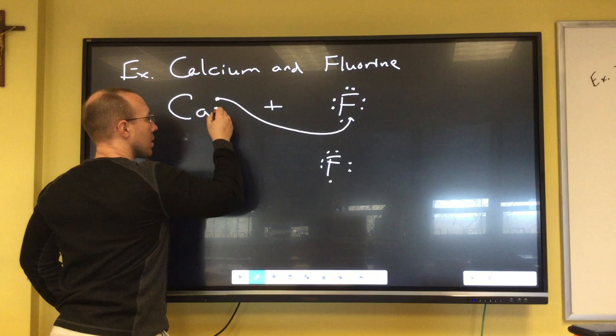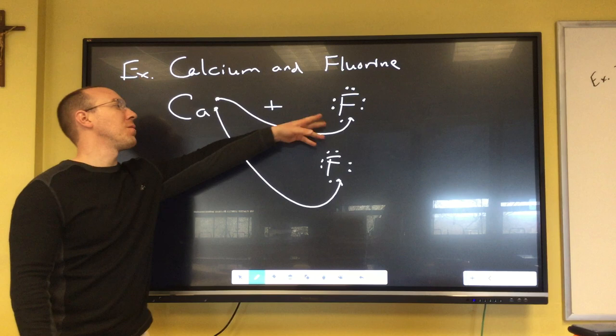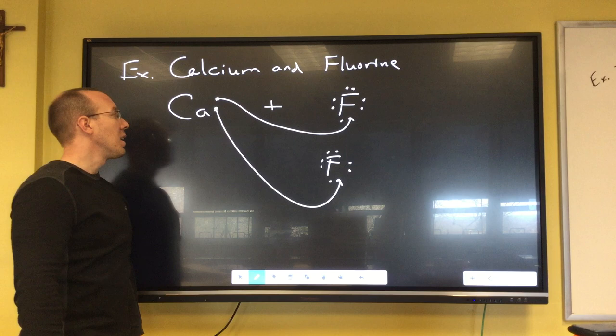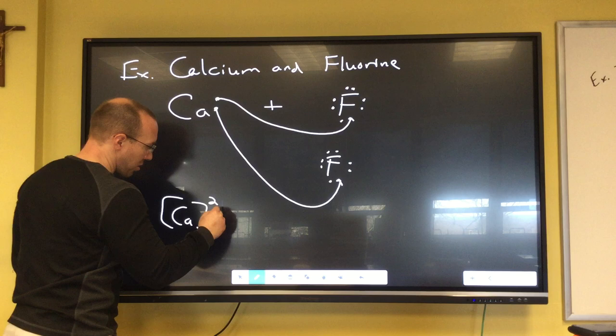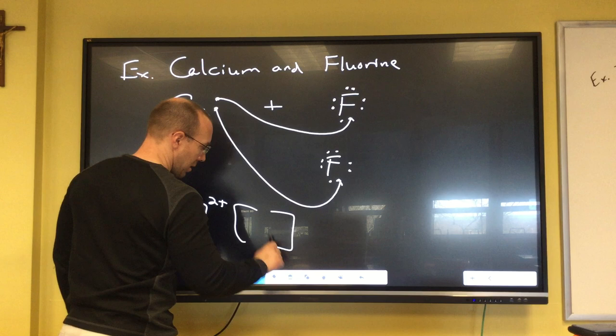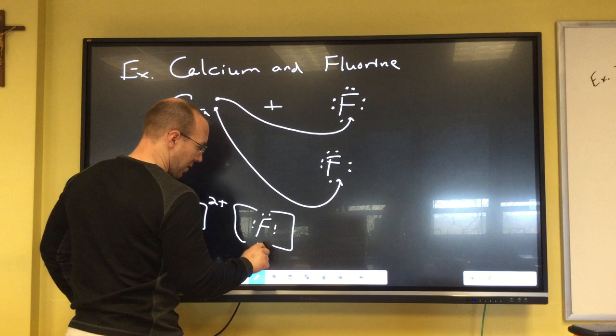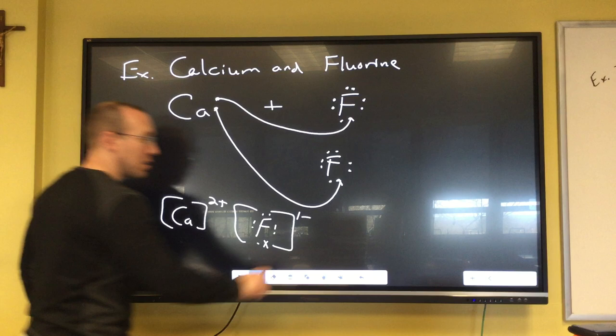So really, calcium has two, fluorine needs only one, so we need two fluorines to get rid of the electrons from the calcium. So calcium is a 2+, it loses two electrons. Fluorine is a 1-, 1, 2, 3, 4, 5, 6, 7, and the extra one is a 1-, so we actually need two of them.